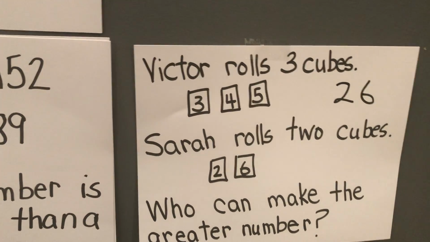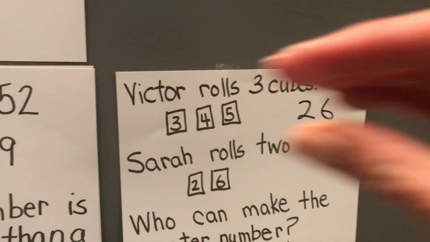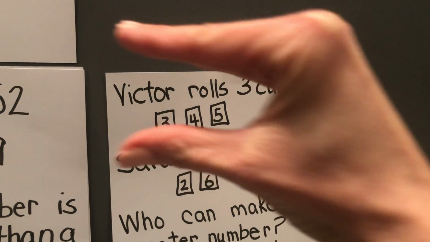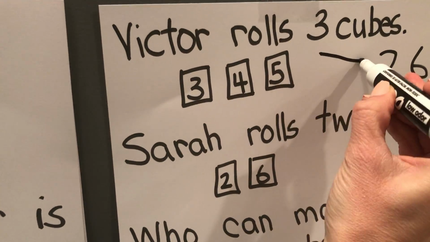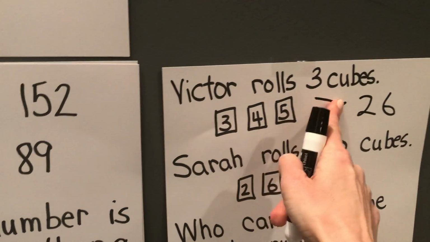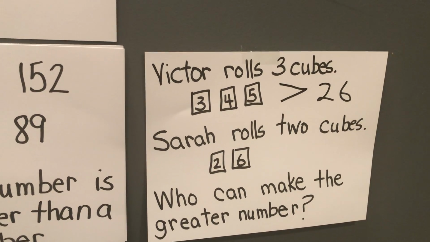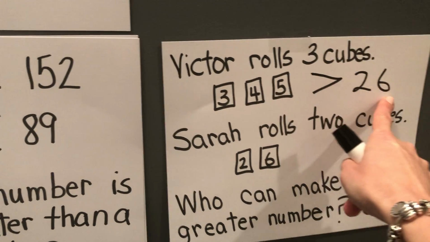So we want that alligator to eat 345. So the open part of the alligator's mouth has to eat 345. So this is your greater than sign. The open part is the mouth of the alligator and it has to eat the bigger number. And then you read, 345 is greater than 26.